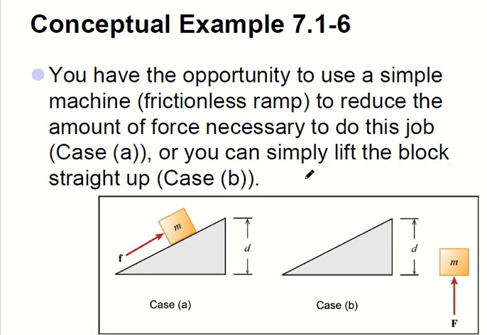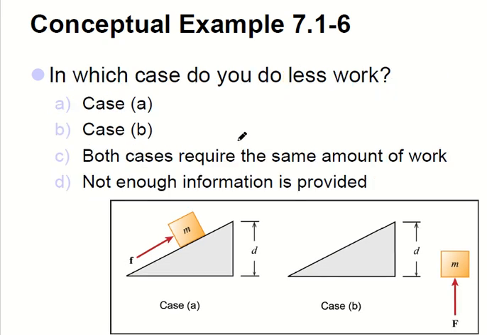The problem continues. You have an opportunity to use a single machine, a frictionless ramp, because you want to reduce the amount of force needed to do that job, like in case A. Or you can simply lift that block straight up, meaning 90 degrees up, like in case B. Two different ways to get that thing up there. The question asks: in case A and B, which one is going to do less work?